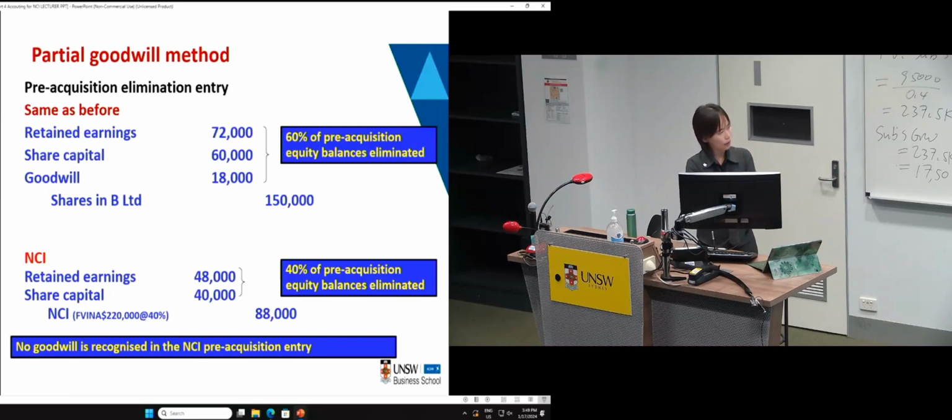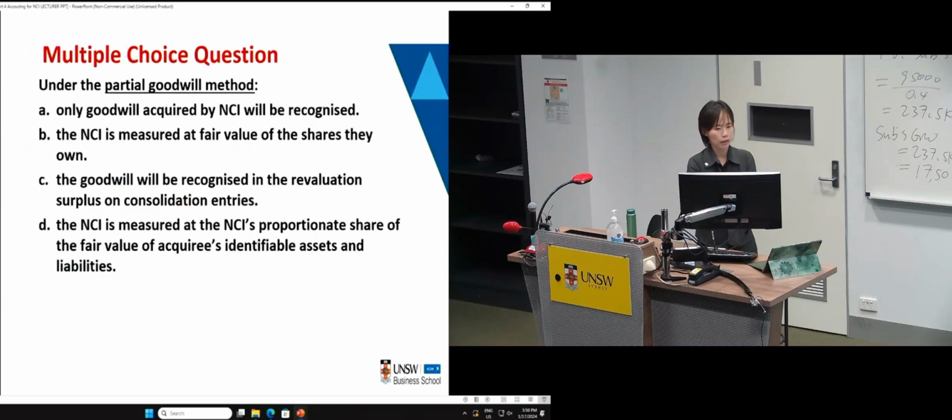Now, because NCI does not receive any share of goodwill on the partial goodwill method, you can see on the acquisition date, NCI is equal to its proportion share of the subsidiary's Athena, right? So what is B Limited's Athena? It is 220,000. NCI share 40%, which is equal to 88,000. Now you can always verify this number based on the goodwill method you applied in the question. So that's all our worksheet entries in relation to this practice.